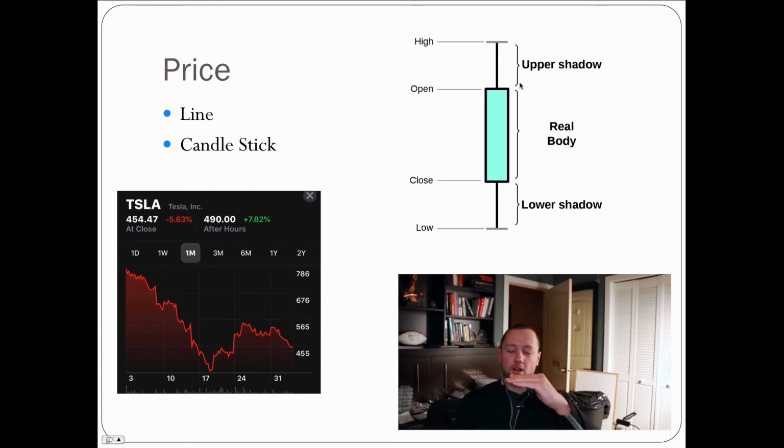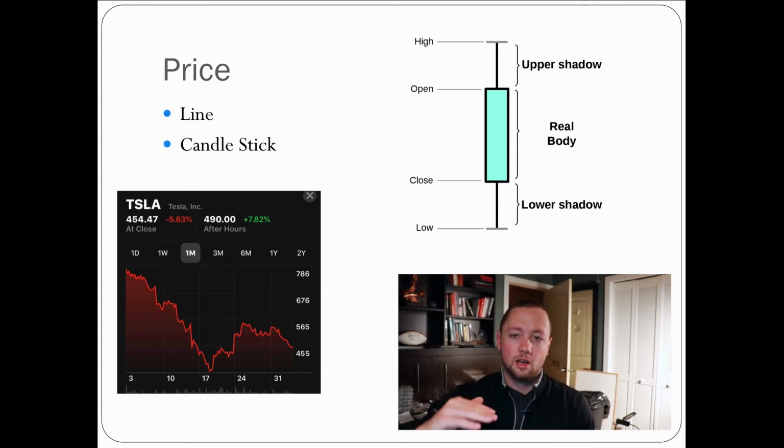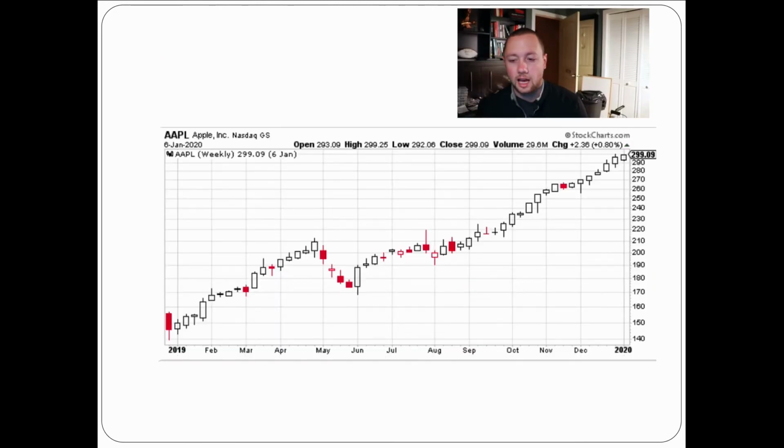So if we start at $10 and we go up to 15, we go down to 5, and we finish at 12, you're going to see a body of a candle that looks like this, and you'll see a long wick on the top and a long wick on the bottom. And what that does is it shows you the entire price movement throughout the day, but where it opened and closed at. So a really good example of this and the bullish and bearish concept is the Apple chart.